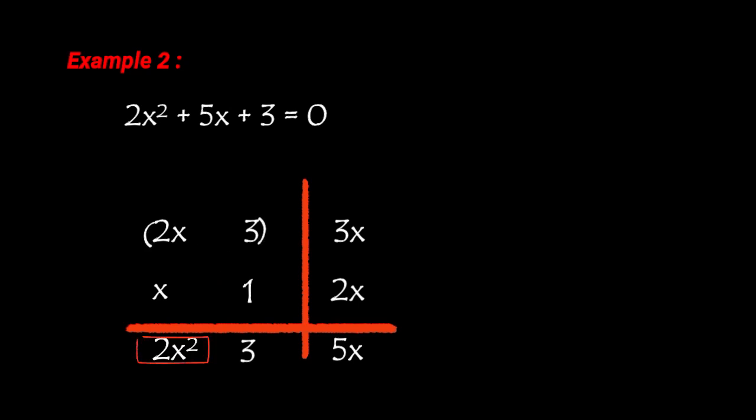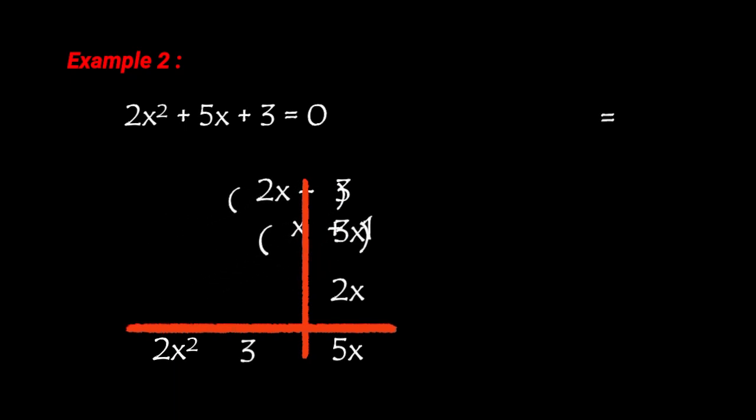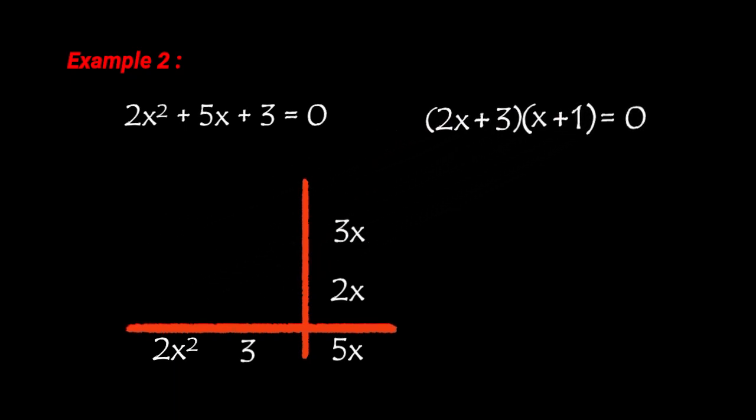Now we can write down our factorized form, which are 2x plus 3 and x plus 1 equals 0. To solve for this quadratic equation, we have the first bracket equals 0, which is 2x plus 3 equals 0. And to get our second answer, we use our second bracket and equate it to 0, which is x plus 1 equals 0.